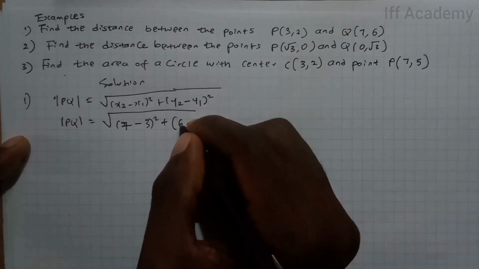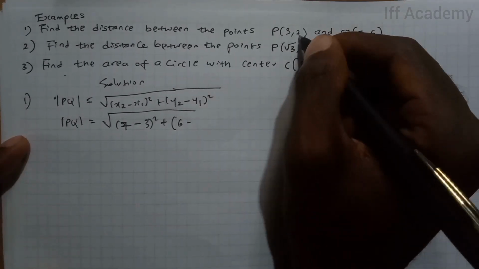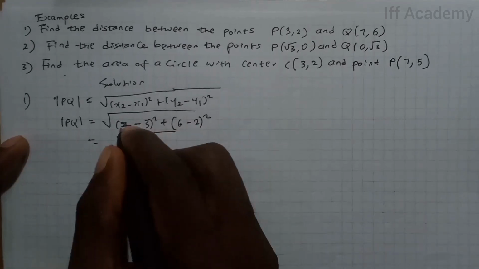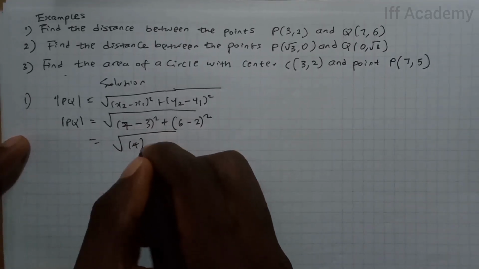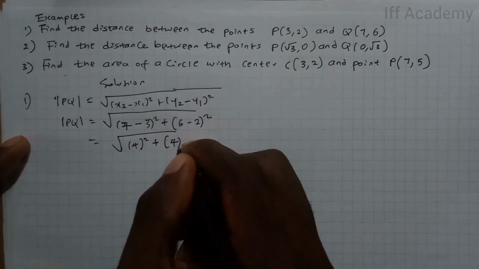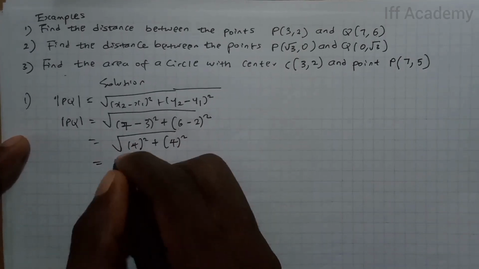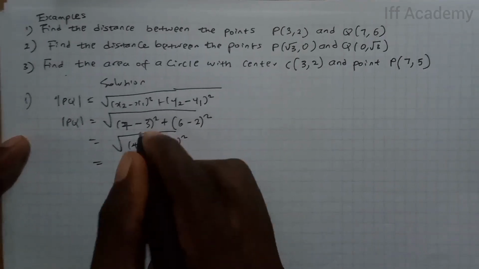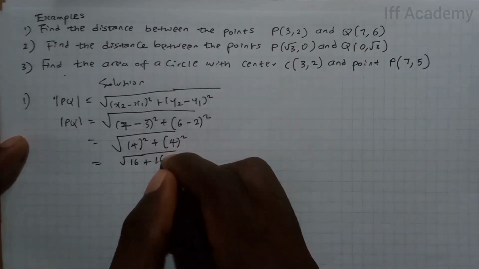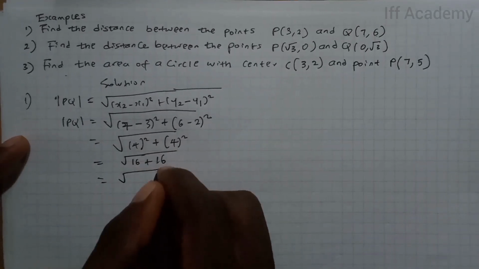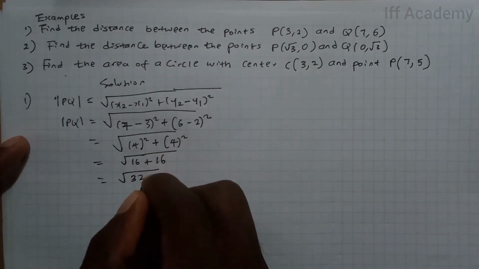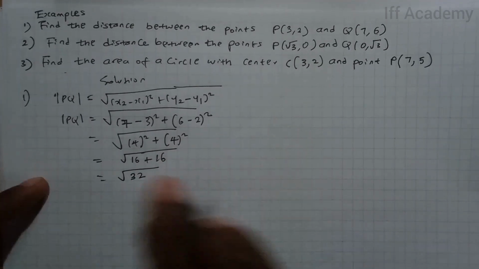y2 is 6 minus y1 is 2, all squared. So 7 minus 3 is 4, so we have 4 squared plus 6 minus 2 is 4, squared, right? So from here, we have 4 squared is 16 plus 4 squared is 16, so 16 plus 16 gives you 32, right?